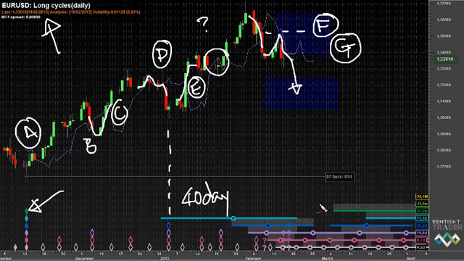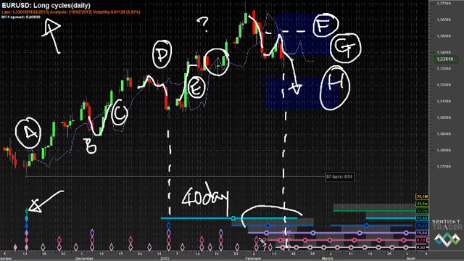So if in fact that does turn out to have been a G category interaction, then we would expect the euro to US dollar to fall a little bit further down, probably in the H category interaction. Well, it's not impossible that it has found its 80-day cycle trough over here, which is right there, bang in the middle of this nest of lows. It's not impossible. But we would probably expect a little bit more downward movement according to this analysis.